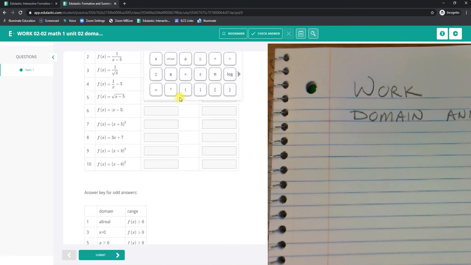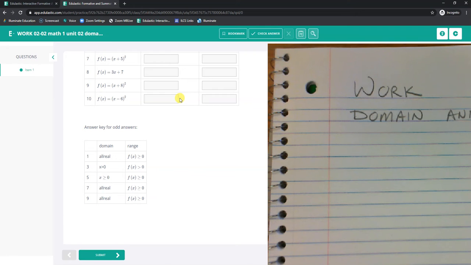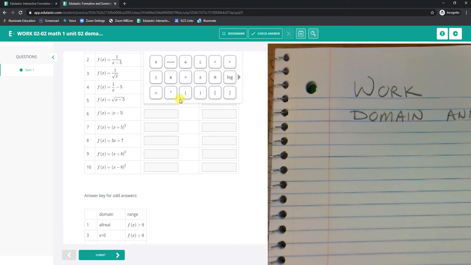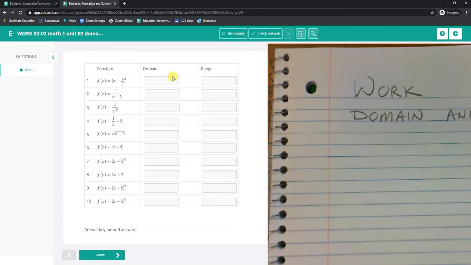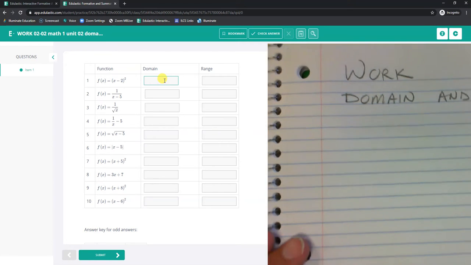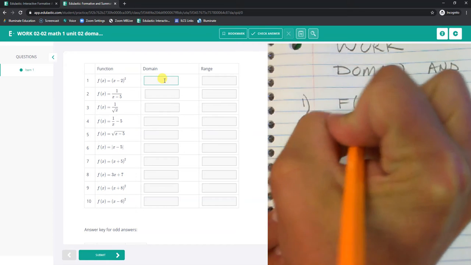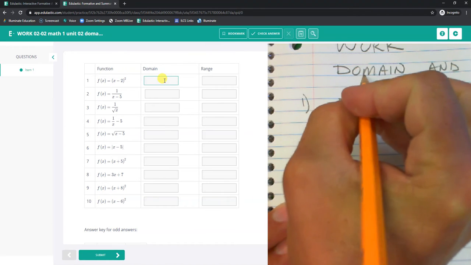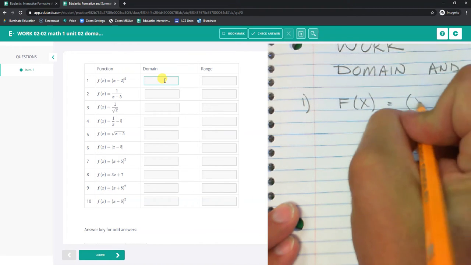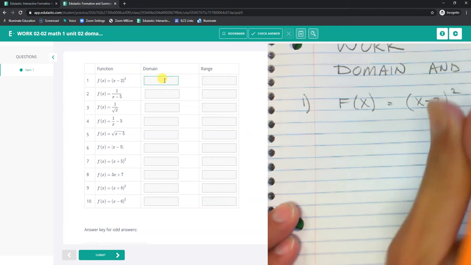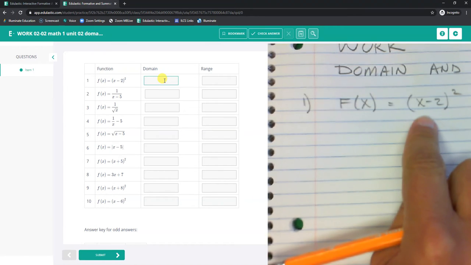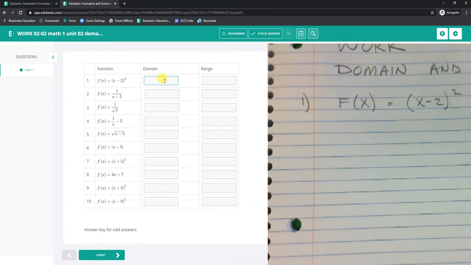And we are doing this, all real numbers, f of x. Okay, I got it. So the domain of this one right here, number 1, f of x equals (x minus 2) squared. What can I plug into this? I can plug everything into this. So the domain of this is going to be all real numbers.